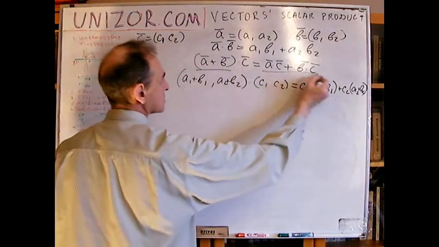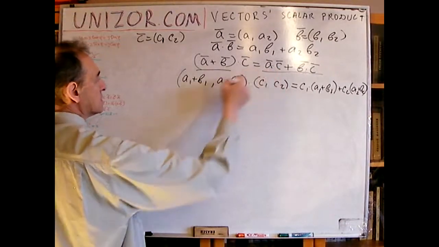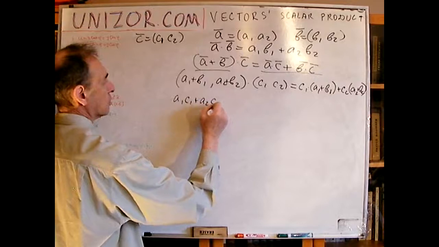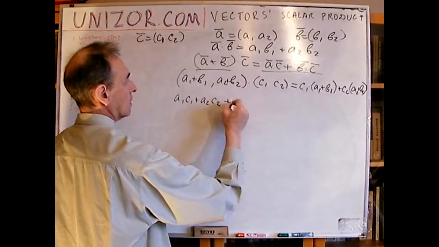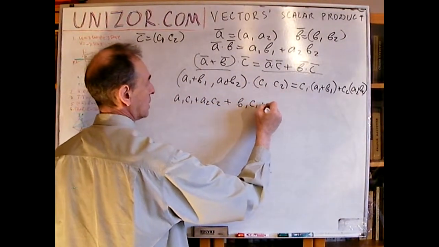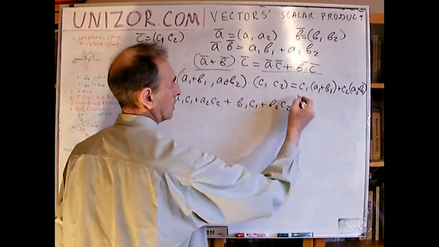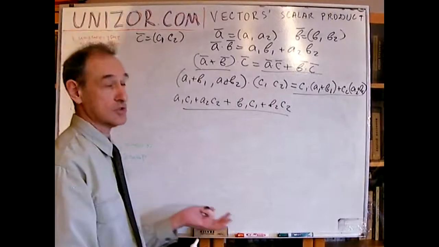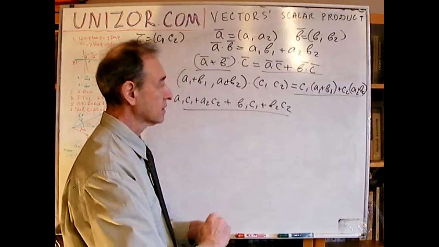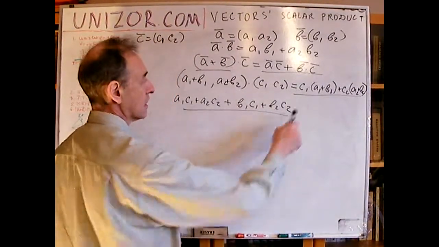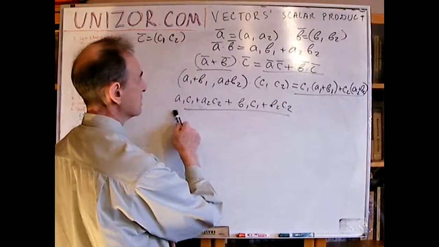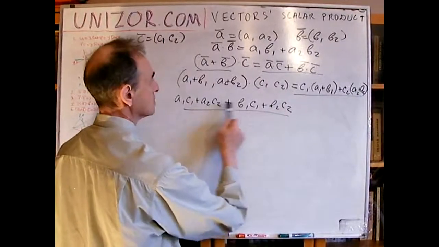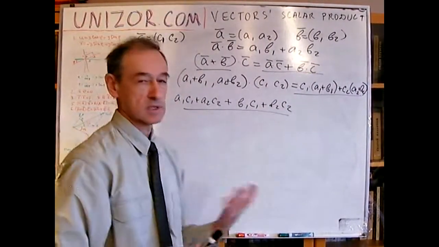Now, what is this? Well, ac is a1c1 plus a2c2. What is bc? It is b1c1 plus b2c2. Now this is exactly the same as this, because you can open the parentheses. These are just real numbers, right? So among numbers, the distributive law is working. So again, c1a1, which is this one, c1b1, which is this one, c2a2, which is this, and c2b2, which is this. It's exactly the same.